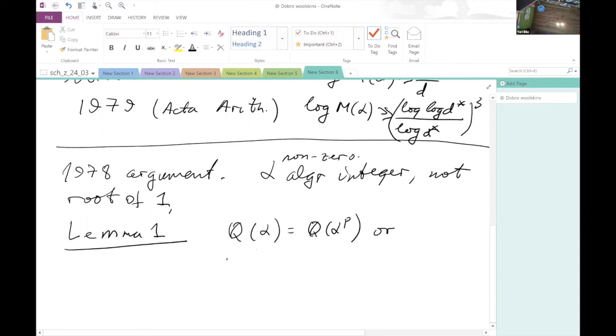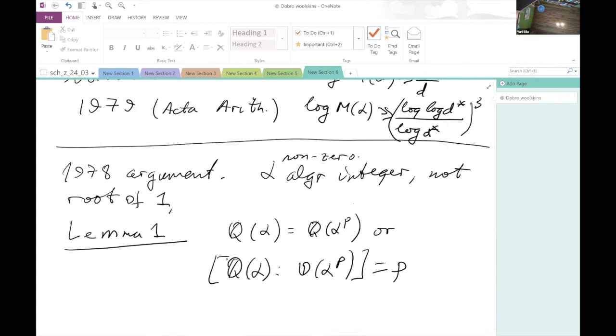or Q(alpha) over Q(alpha^p) is a field extension of degree p. So we cannot have smaller degrees, either degree 1 or degree p, between these two fields. And here it is important that alpha is not a root of unity. This is a standard exercise, and I'm not going to prove it.